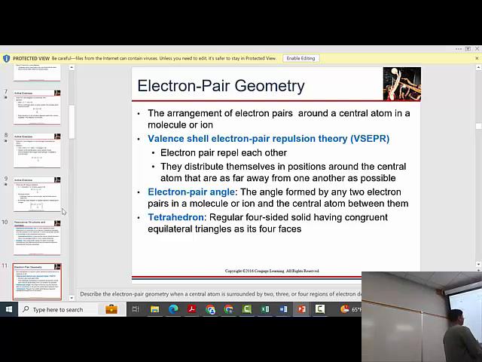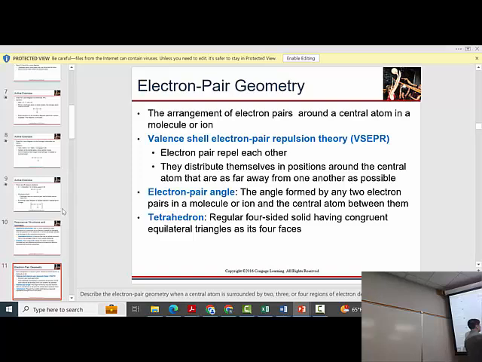When we look at these, we have to realize that pairs or groups of electrons have repulsion. This is called valence shell electron pair repulsion theory, and it gives us an idea of the geometry or shape of things. We have something called the electron pair angle, or electron group angle. I'm not going to call them pairs, I'm going to call them groups. And the tetrahedron is the geometric shape.